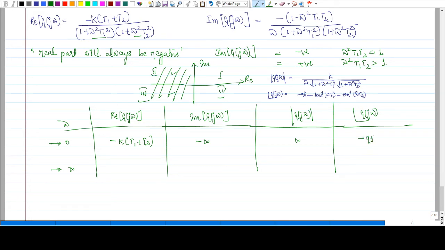So this is equal to minus 90 degree. Similarly, when omega tends to infinity, the 1 is ignored, so 1 by infinity is 0. We normally call it minus 0 because it is approaching 0 from the negative side. That is the meaning of it. So this means that it approaches 0 from the negative side.